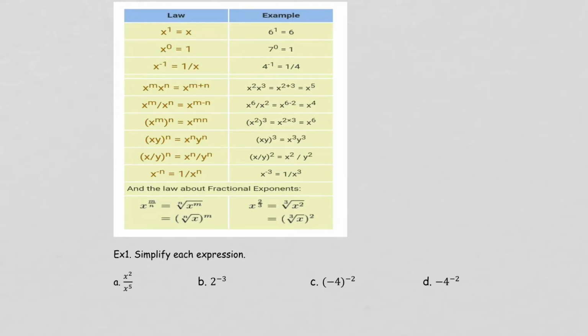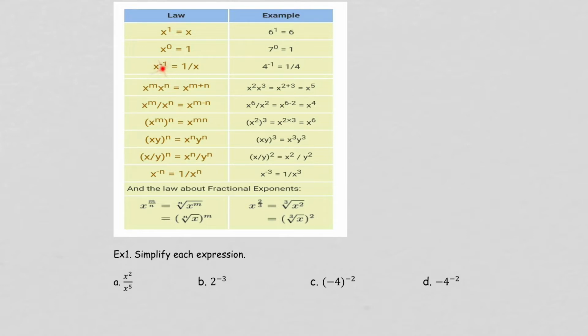Today's lesson, we're going to talk about negative integer exponents and scientific notation. The first example we're going to go over is remembering the laws of exponents, right? So we have all these different types of laws from before. We're going to particularly talk about the negative exponents.